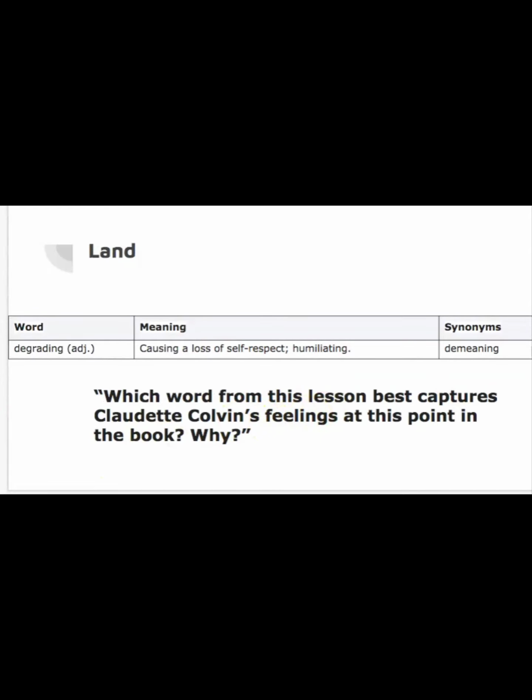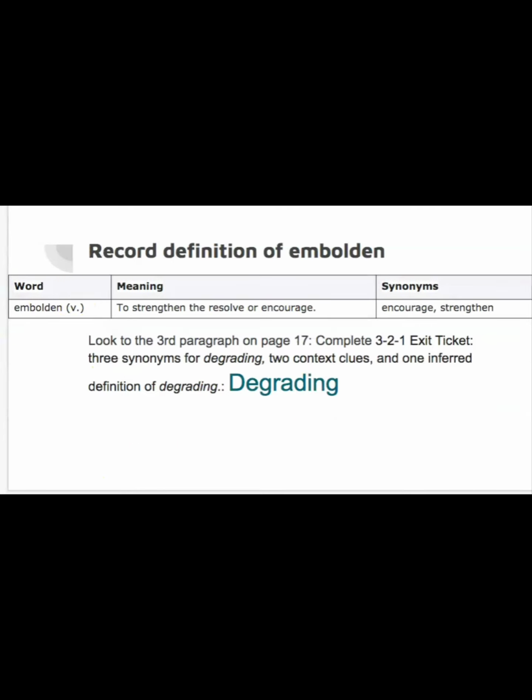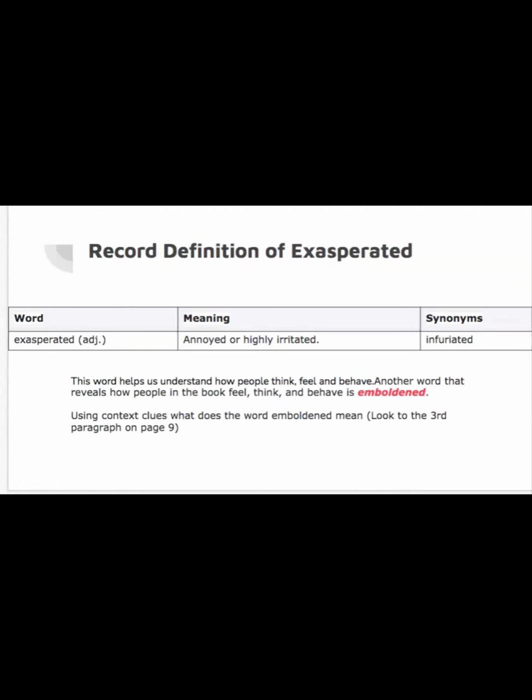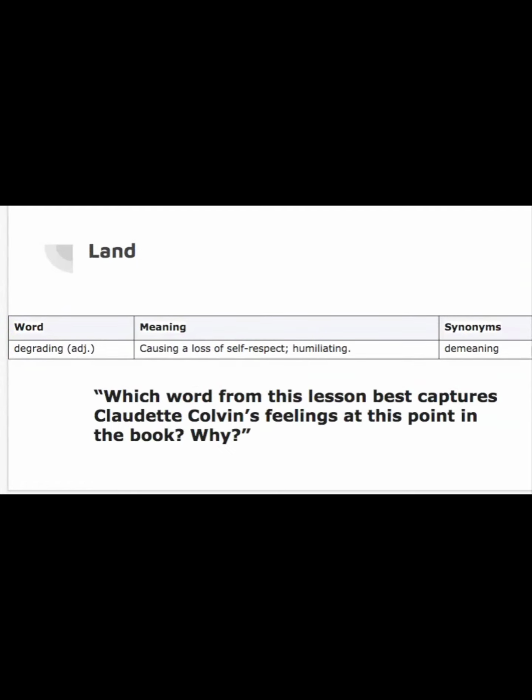Which word from this lesson best captures Claudette Colvin's feelings at this point in the book, and why? So we talked about the word degrading, we talked about the word emboldened, we talked about the word exasperated. Based off of what we know, which one of those words best captures how Claudette Colvin feels at this point in the book, and why?